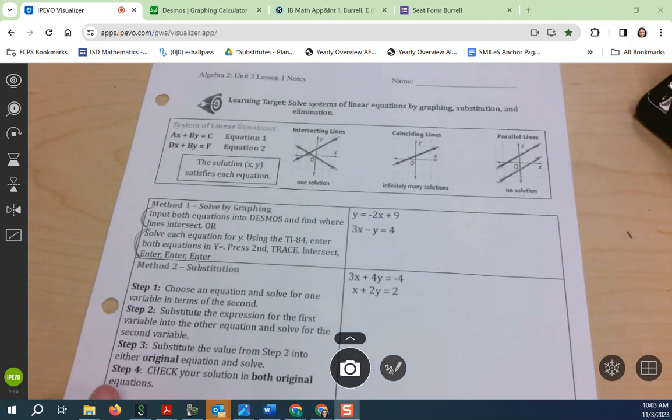Desmos is definitely easier. I'm so glad you're here, Maya. Grab a calculator and take your computer out.